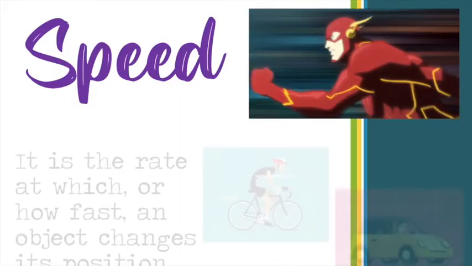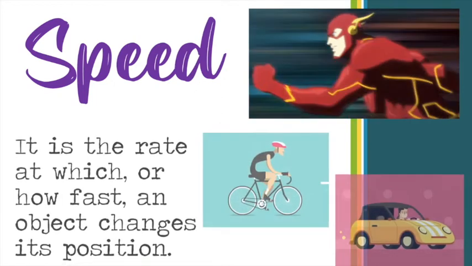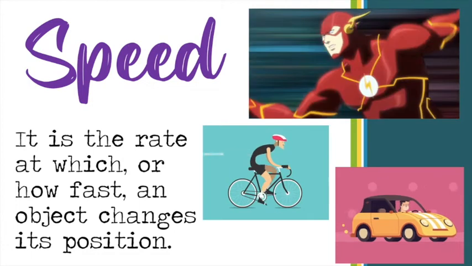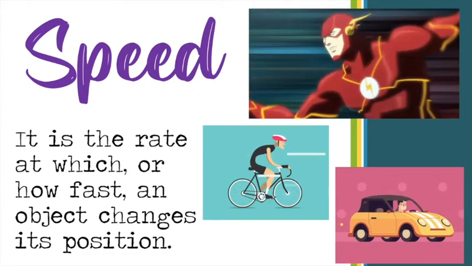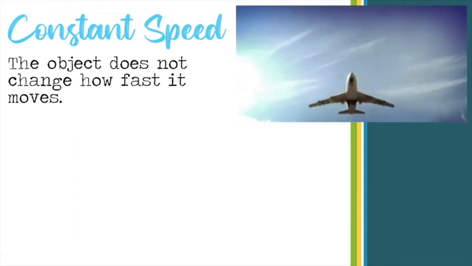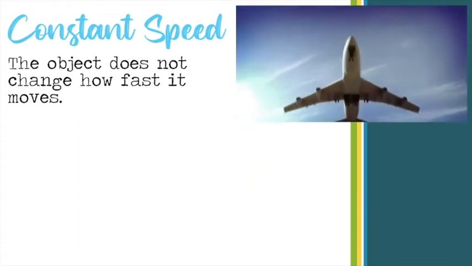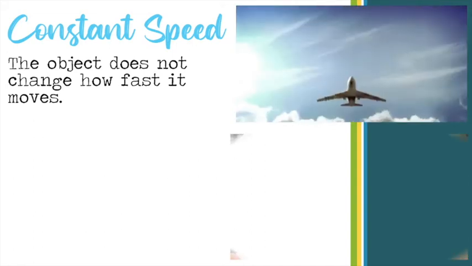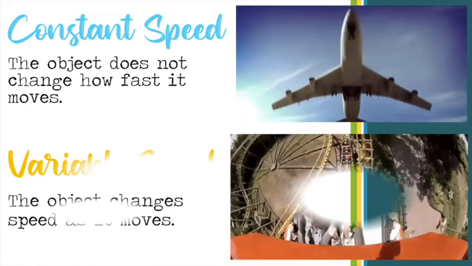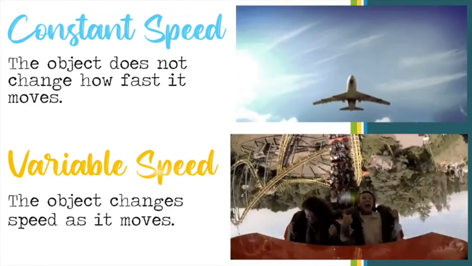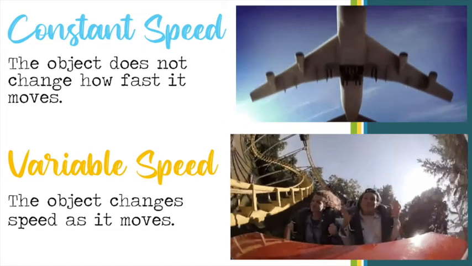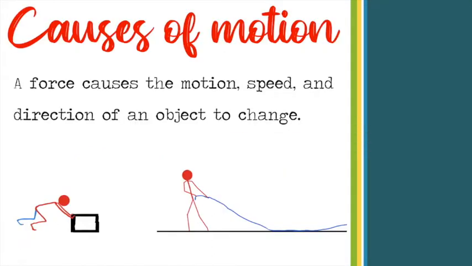Speed is a characteristic of objects when they are moving. It is the rate at which, or how fast, an object changes its position. It could be fast or slow, and it also depends on the object that is moving. There are two different types of speed. The constant speed, when the object does not change how fast it moves, so it stays at the same speed all the time, like an airplane, and the variable speed, when the object changes its speed as it moves, so it can go faster or slower during the movement.